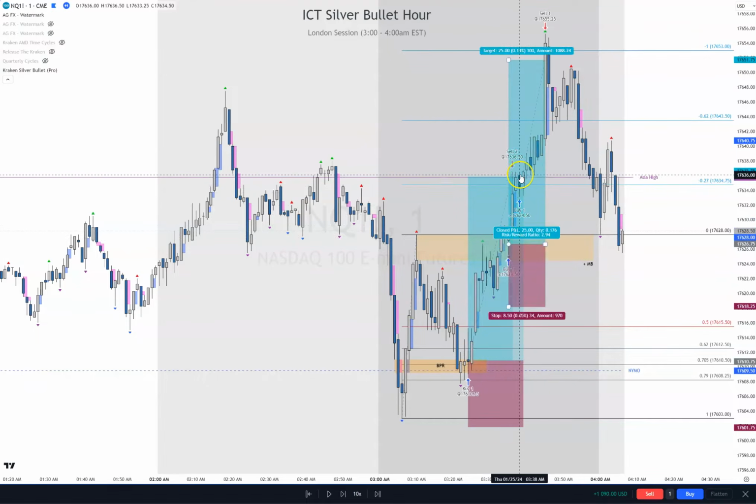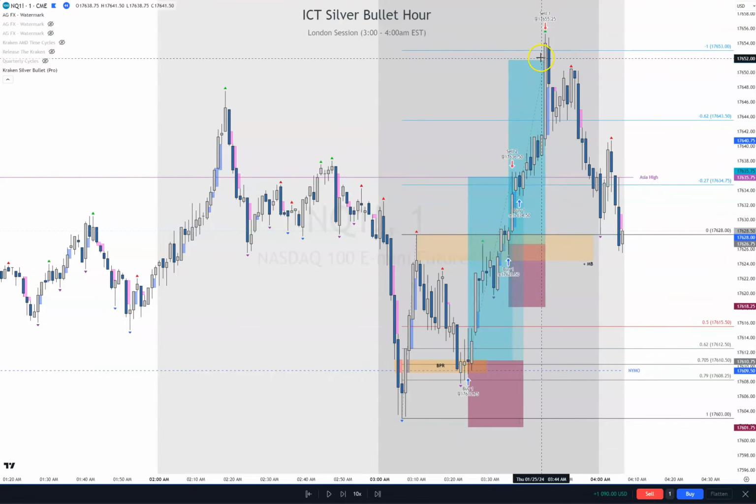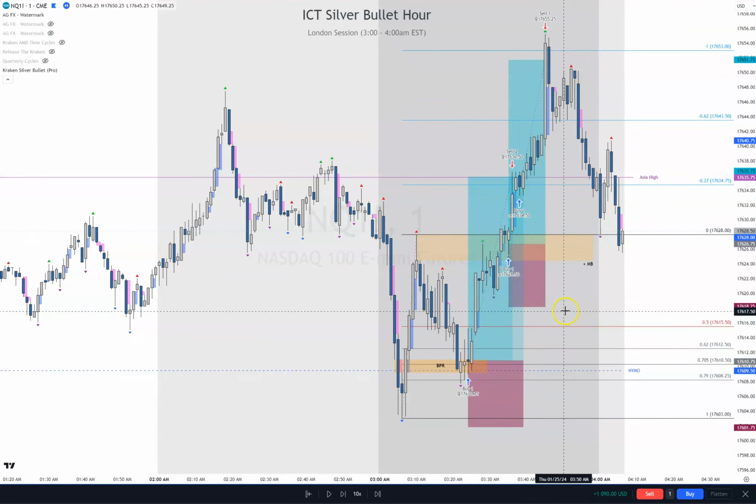I just re-entered here to try and make it be the same distance from going up. I put my stop down. So that's this order, ignore, but it just got the rest of the balance here. And then our price went up, took out this high right here, right? Those are your two London Silver Bullet entries for Thursday, January 25th, using the Kraken Silver Bullet Pro indicator.